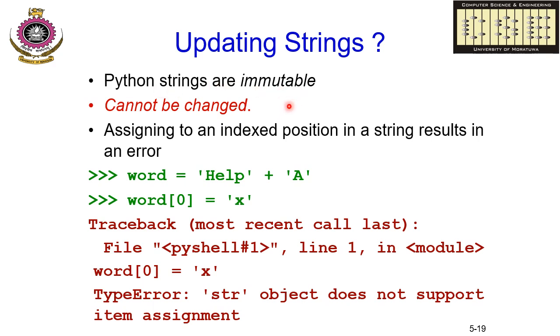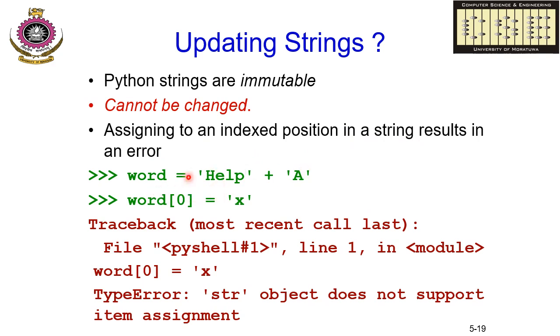On the other hand, Python lists are mutable. The items inside a Python list can be changed, but it is not the case with strings. So we can demonstrate this using an example. Here, assigning to an index position in a string will result in an error. So what does that mean?